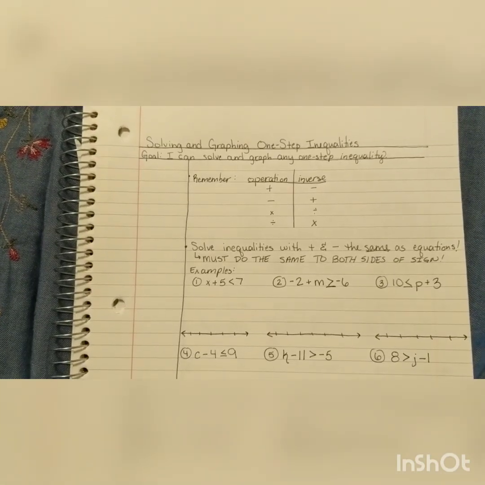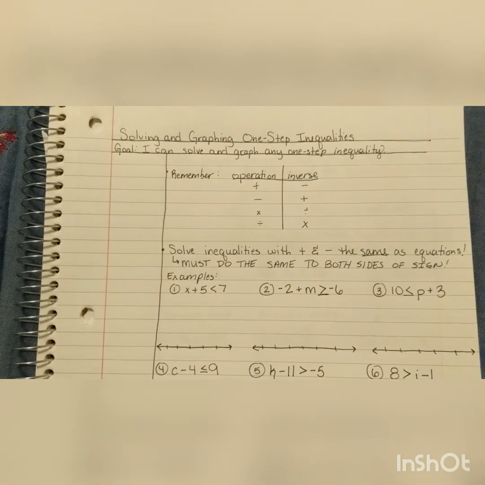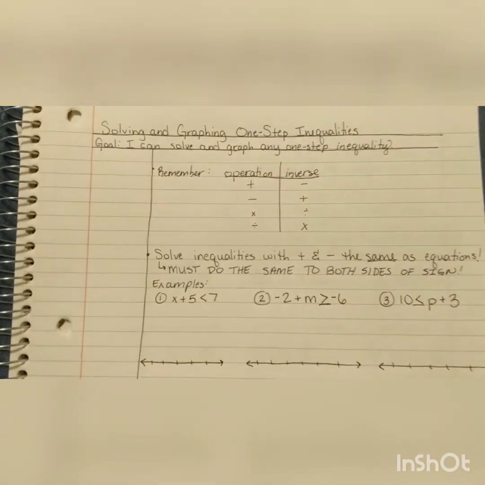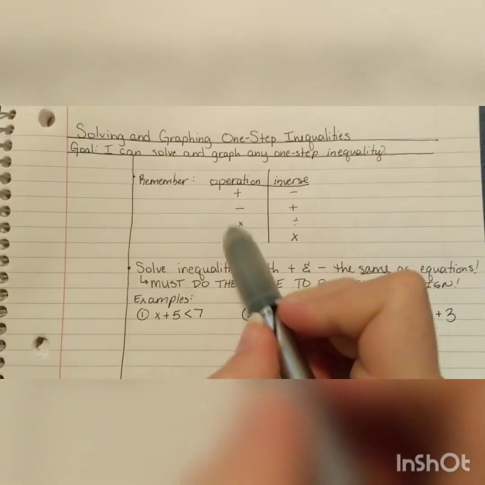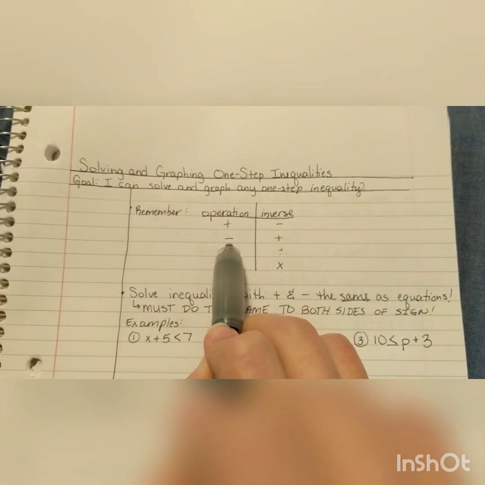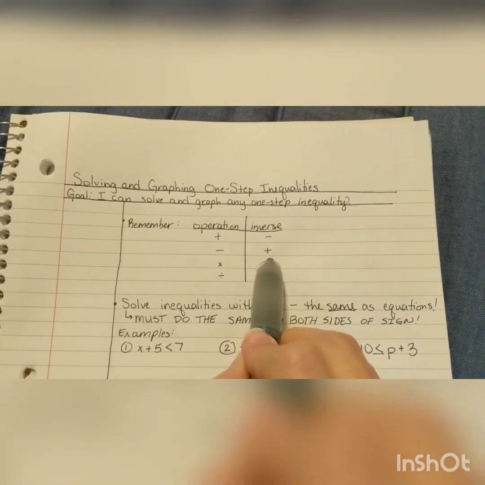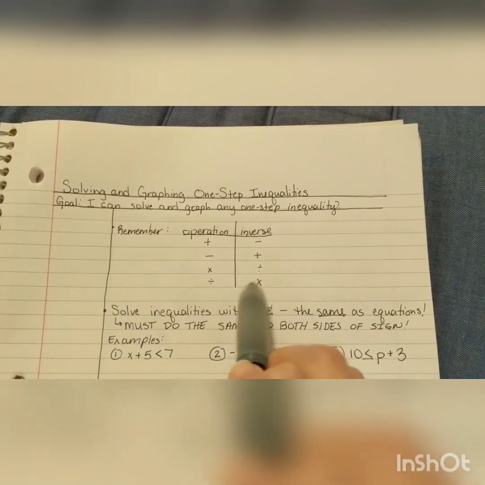Solving and graphing one-step inequalities. The goal is to be able to solve and graph any one-step inequality. And remember, given the operations, you have the inverse. For addition, our inverse is to subtract. For subtraction, our inverse is to add. Multiply has a division inverse, and when we divide, we're supposed to multiply as our inverse.